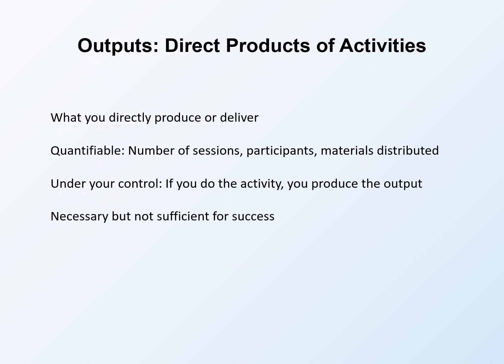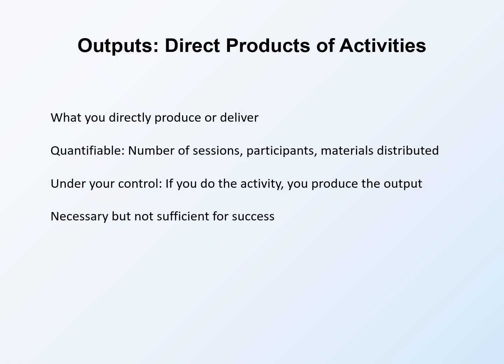Outputs are the direct products of your activities. They're what you produce or deliver. Number of workshops conducted, number of participants reached, number of materials distributed, number of screenings completed. Outputs are quantifiable, you can count them, and they're largely under your control. If you conduct the workshop, you've produced the output. You don't need participants to change for the output to exist.